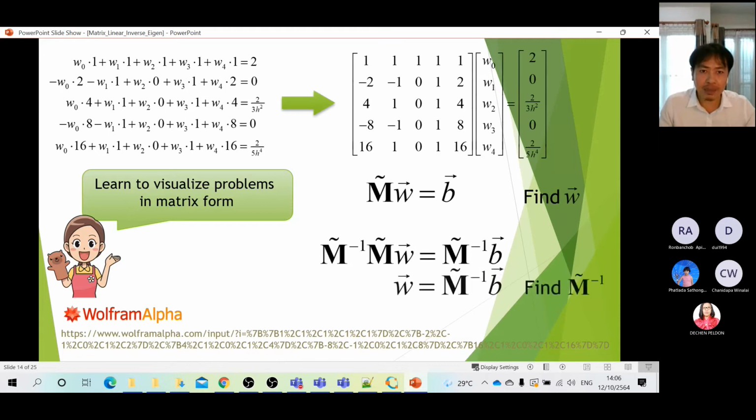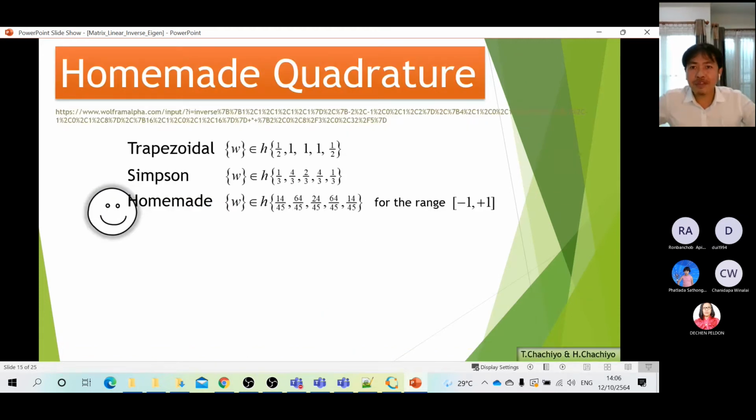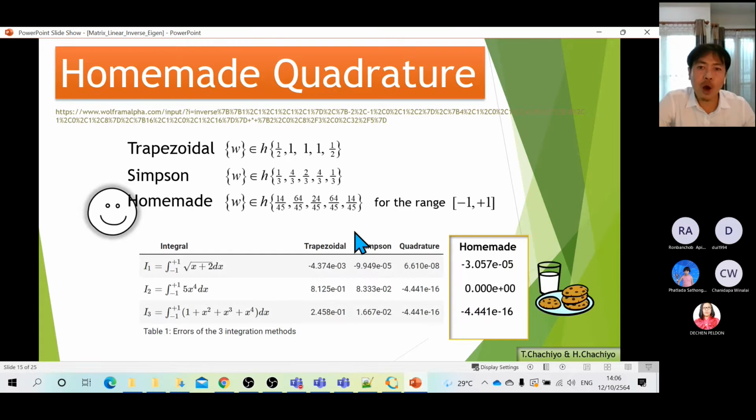Now, what's the next step? Finally, our homemade quadrature is now here. I do that, and I get that answer. It's kind of strange, but I put that in here. Let's see how we did. If I do the same integration, I compute the error of this method, and I get that here.